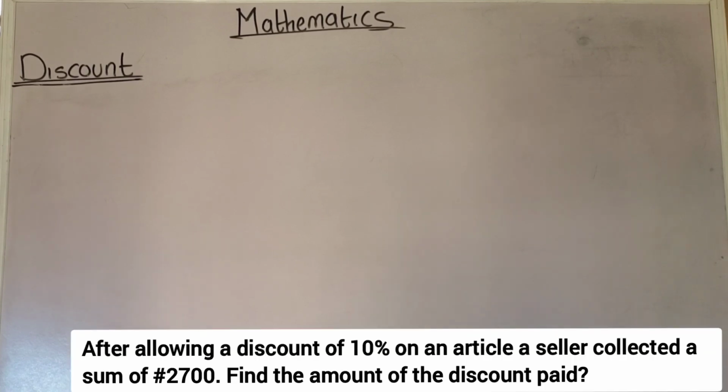After allowing a discount of 10% on an article, a seller collected the sum of 2,700 naira. Find the amount of the discount paid. You understand? Okay, let's start by writing out the information that we are given in the question.